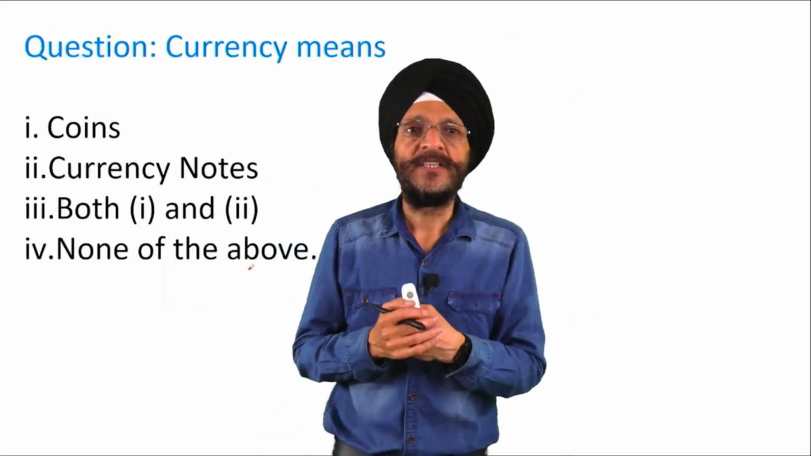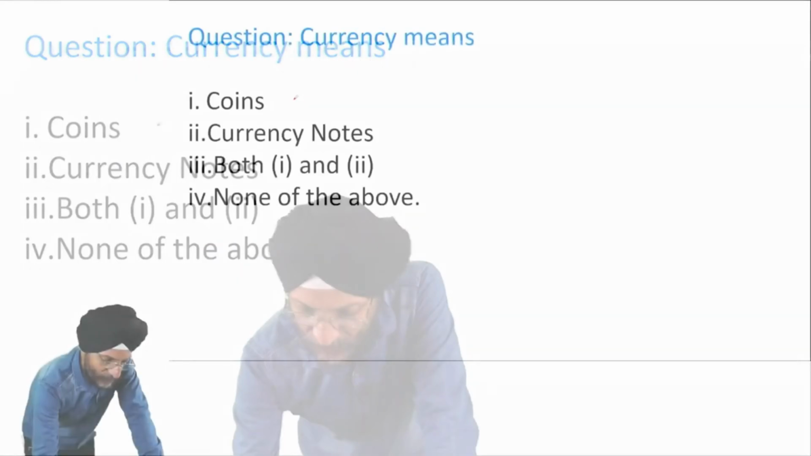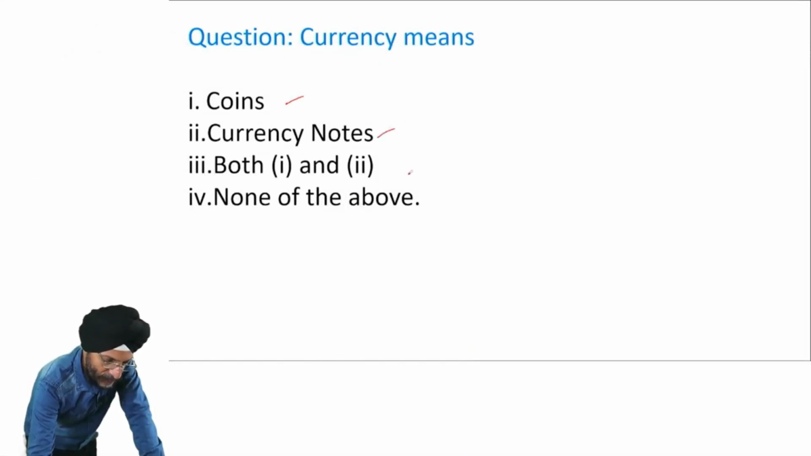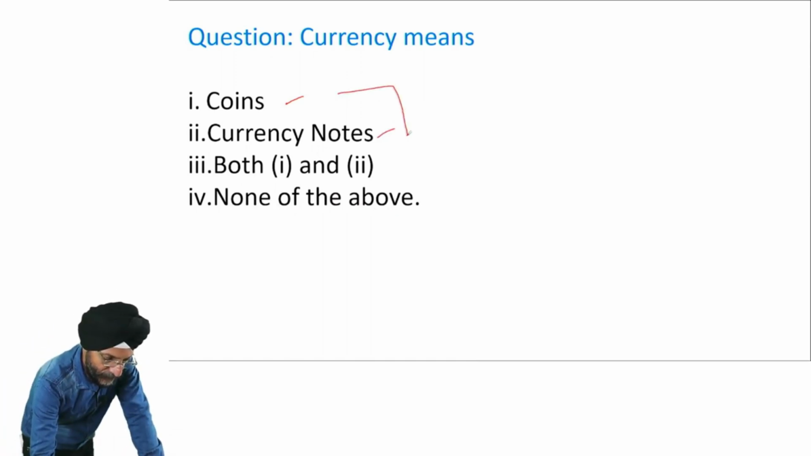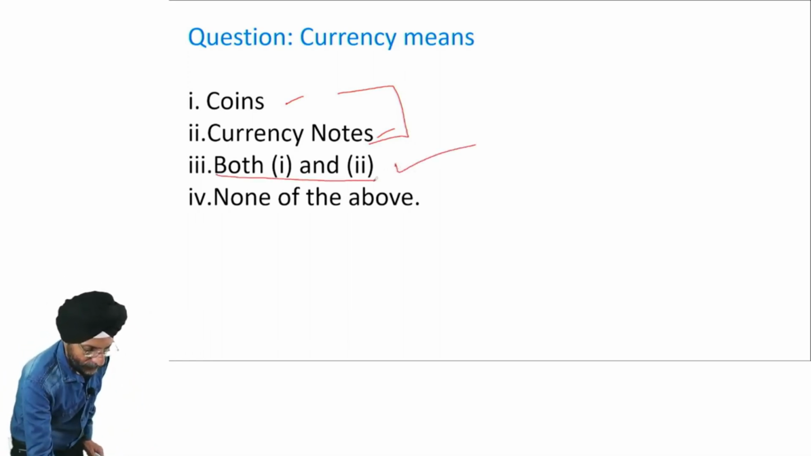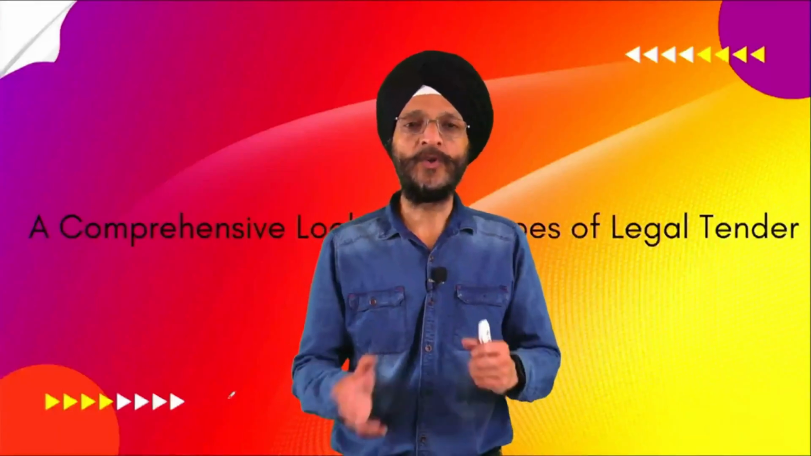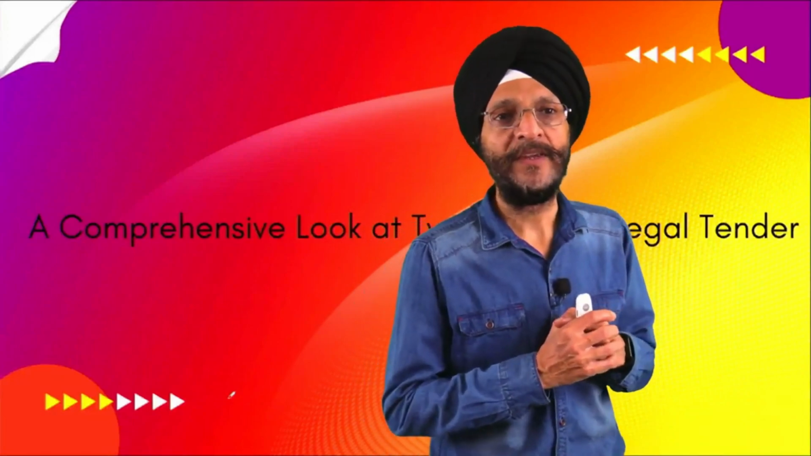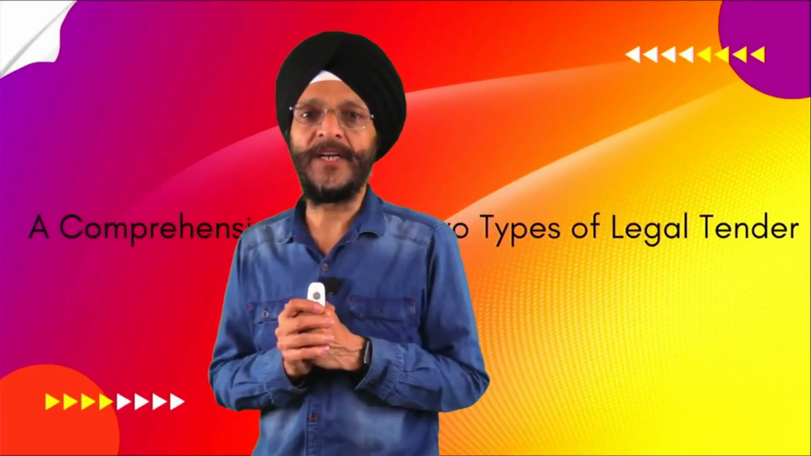Now the question is, what is the meaning of currency? Currency means coins, or currency notes, both, or none of the above. Currency means both. The answer is the third, both 1 and 2. Now the topic before us is a comprehensive look at two types of legal tender.